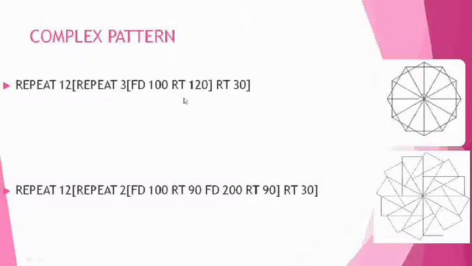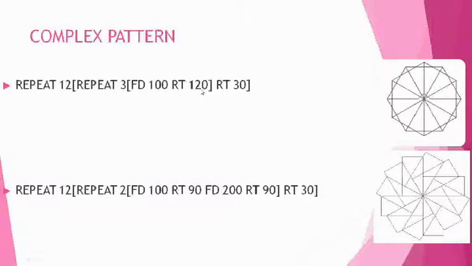Now, what we can do is, instead of writing it 3 times, we can use the repeat command. So repeat 3, FD 100 RT 120. It is creating one triangle.